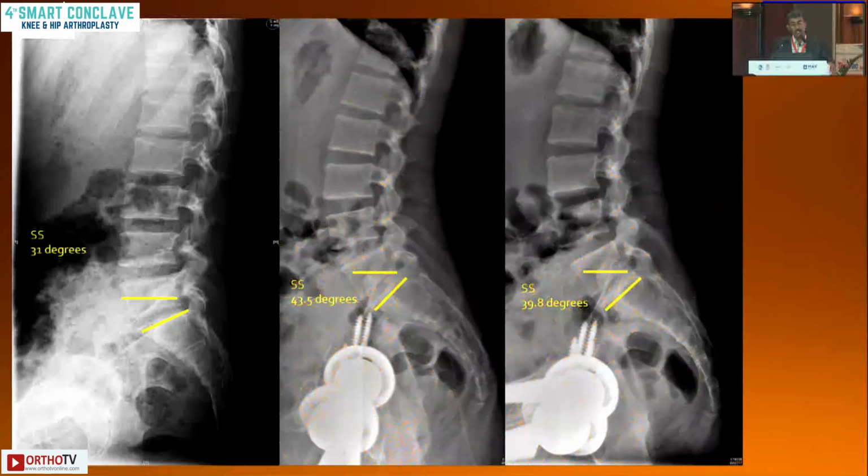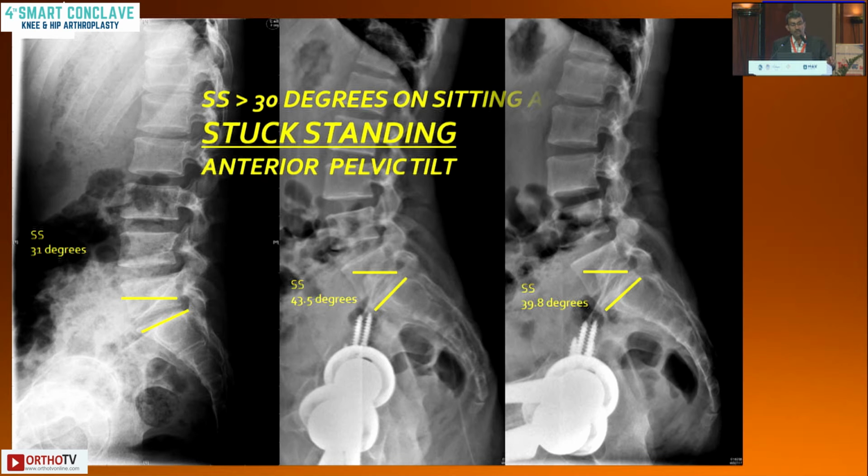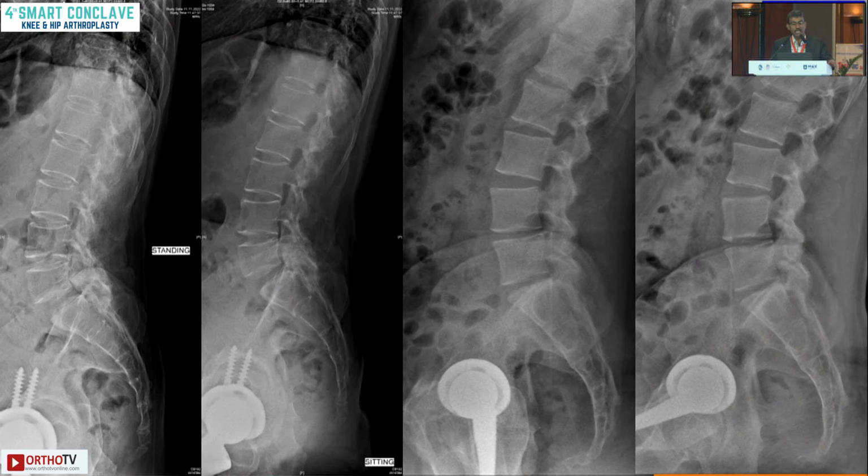Now, in contrast to that, this is a patient who couldn't get an appropriate sitting position before surgery. So we have the sacral slope after THR, standing and sitting, where the sacral slope is more than 30, and that's referred to as the stuck standing position. So these are two situations where we have to be aware of the stuck sitting and the stuck standing, where there's an anterior pelvic tilt.